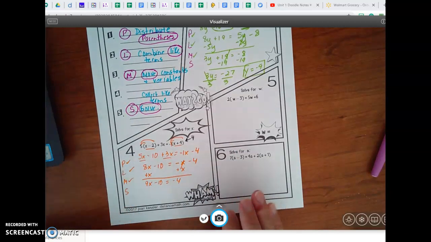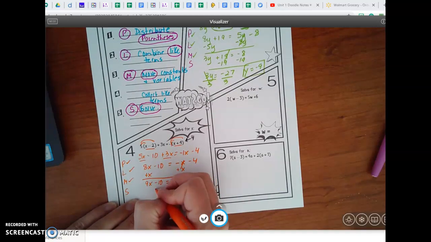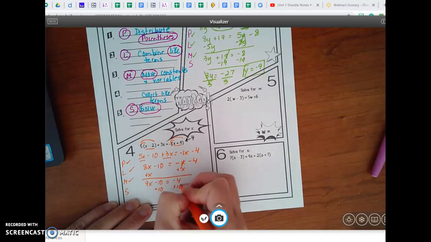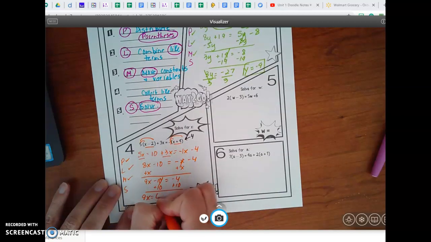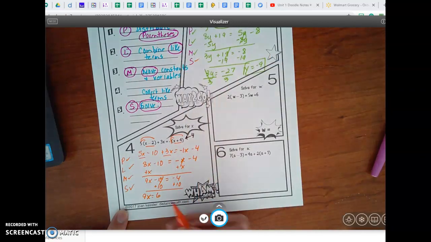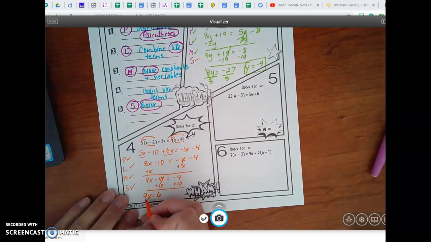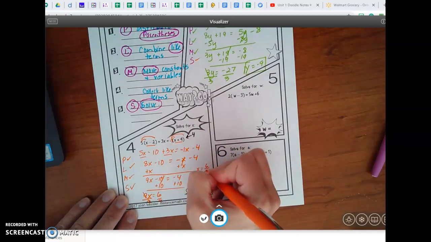And then from here, we want to get everything away from x. So we're going to do the opposite, and we're going to add 10 to both sides. That gives me 9x equals 6. This is my solving part. I forgot to check that off up there too. This is the solve part. So now we're going to move everything away from 9 by dividing by 9. And I'm going to come over here, and we have x is equal to 6 over 9.